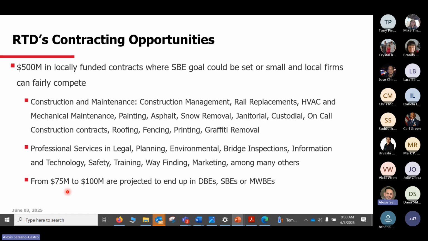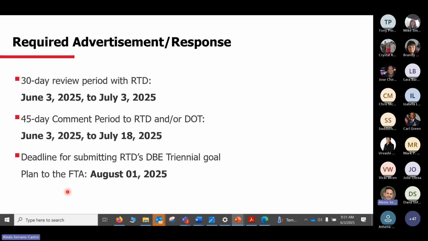So we're working with two different sets of projects: the ones that are federally funded, and at the same time, we set SBE goals for the ones that are only locally funded. We anticipate for the next couple of years, like I said, $500 million, and Jose just briefly disclosed what would be those particular scopes. So what are the next steps?